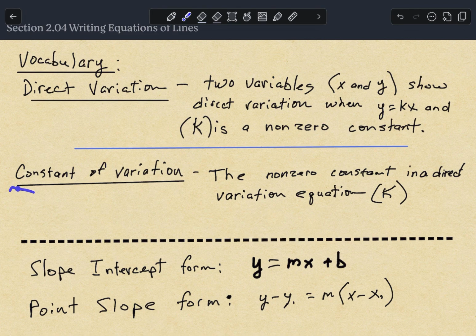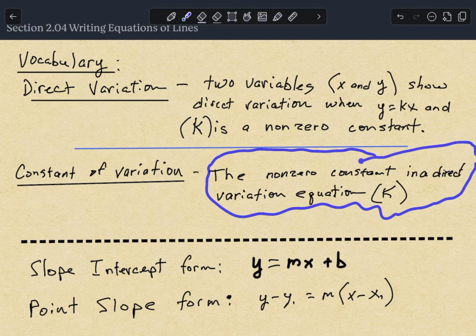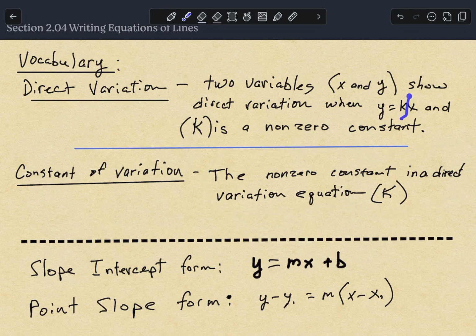After I wrote this, I thought, I think I'm repeating myself. But that's okay. It's okay to repeat yourself. If you repeat yourself, it might increase your chances of memorizing it. The non-zero constant in a direct variation equation is k. This is a direct variation where y equals x. It just makes it a straight line. Doesn't do anything crazy. It just draws a line like that. And this k is the non-zero constant in this direct variation. Okay, that's all that is.